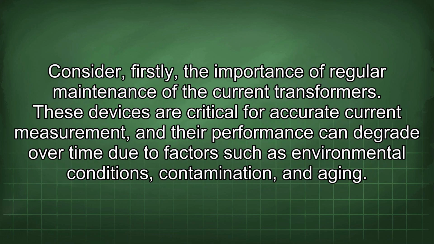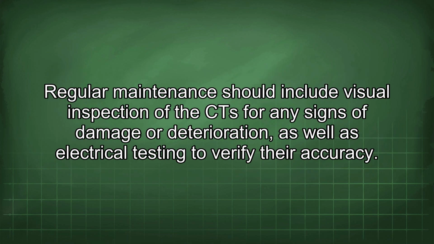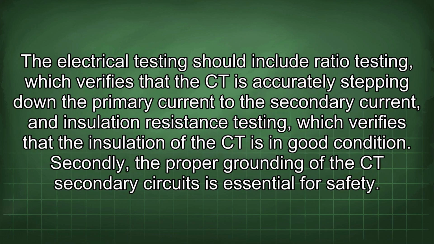Consider, firstly, the importance of regular maintenance of the current transformers. These devices are critical for accurate current measurement, and their performance can degrade over time due to factors such as environmental conditions, contamination, and aging. Regular maintenance should include visual inspection of the CT for any signs of damage or deterioration, as well as electrical testing to verify their accuracy. The electrical testing should include ratio testing, which verifies that the CT is accurately stepping down the primary current to the secondary current, and insulation resistance testing, which verifies that the insulation of the CT is in good condition.